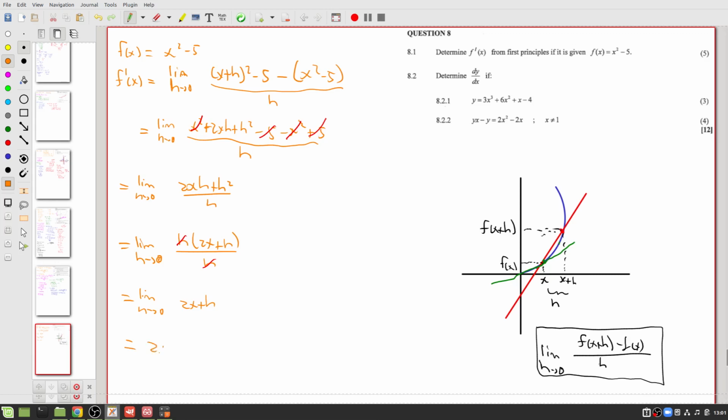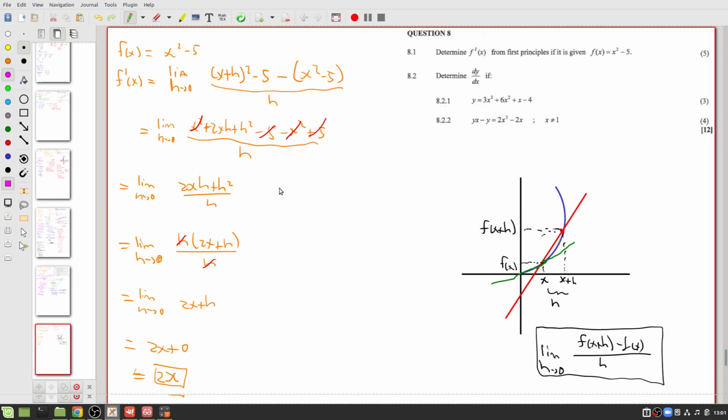So equals 2x plus 0. And now we don't write limit anymore because we've done the replacement, right? So it's not as h approaches 0 anymore. We've already made h 0. So that just gives us 2x. Just rewrite that to look like 2x at least. So 2x. So that is the gradient of this curve. Great. All right. That was 8.1.